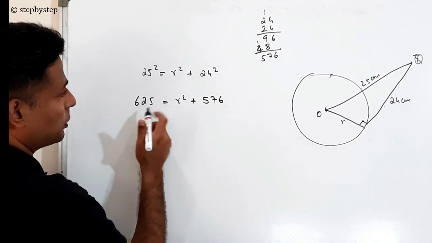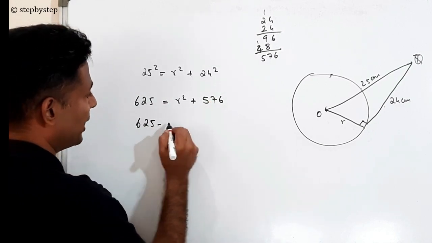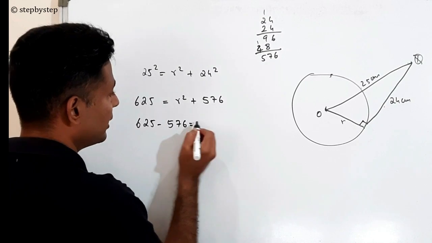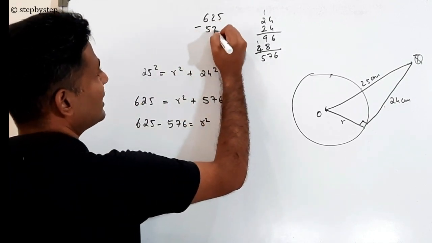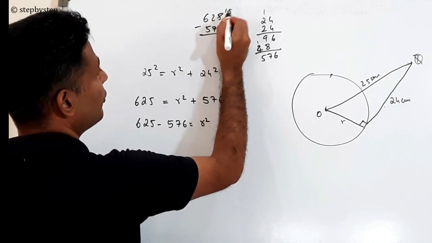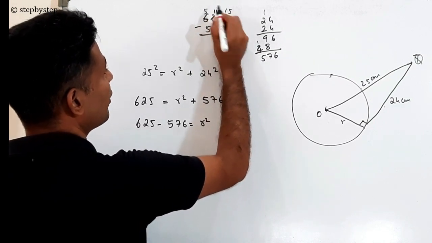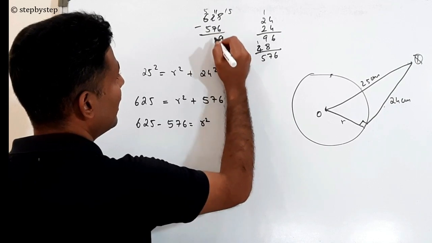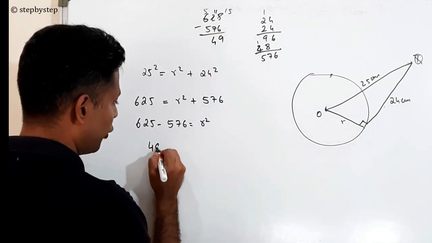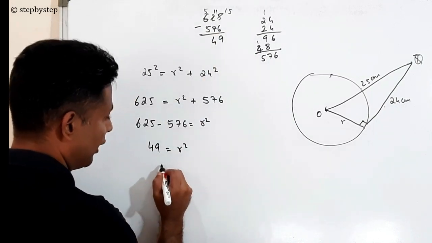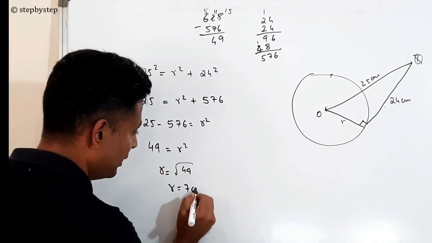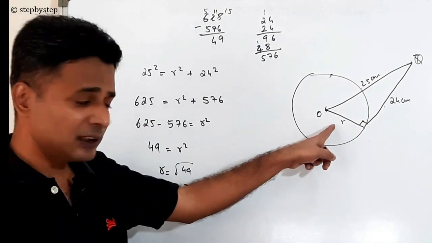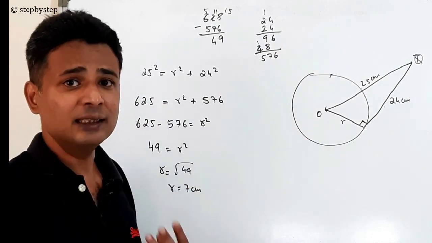Now I'll transpose 576 to this side. I get 625 minus 576 equal to r square. Now 625 minus 576: this becomes 15, this becomes 11, this becomes 5. 15 minus 6 is 9, 11 minus 7 is 4. So I get 49 equal to r square. Therefore r equals root of 49. So r equals 7 centimeter. So the radius of the circle is 7 centimeter.